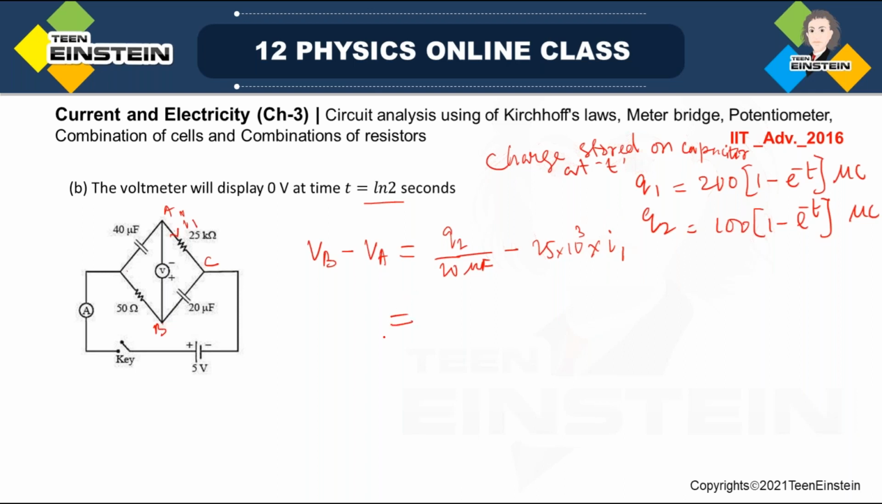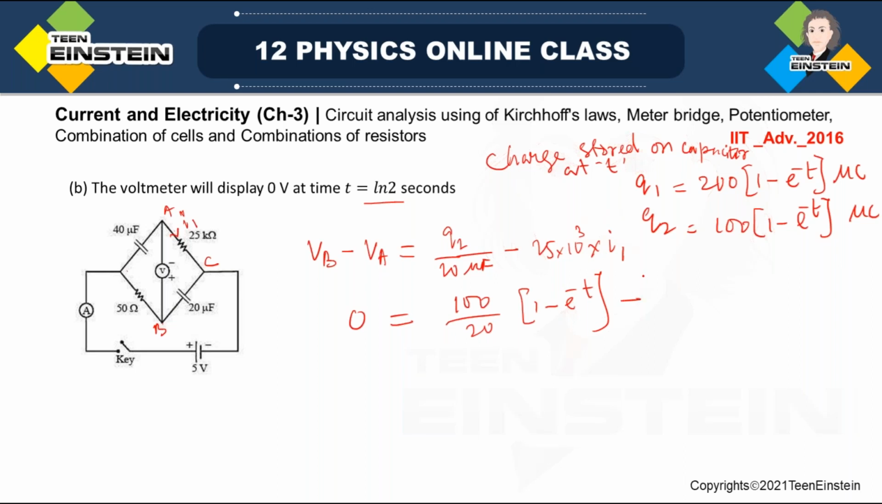So see, when the voltage is zero, that means this side is 0. Okay, this side is 0, I can put. If I put 0, then let us see in the equation Q2 there is time t. So there, see here Q2 is 100 by 20. This is microfarad, that will be taken care of. And this is 1 minus e to the power minus t.